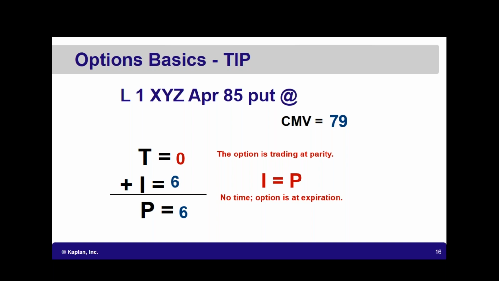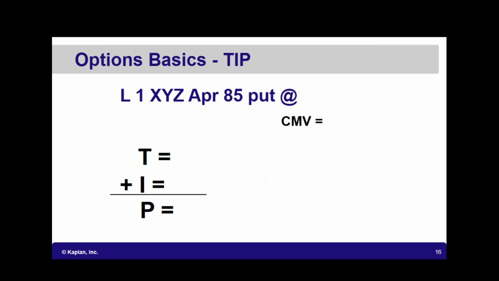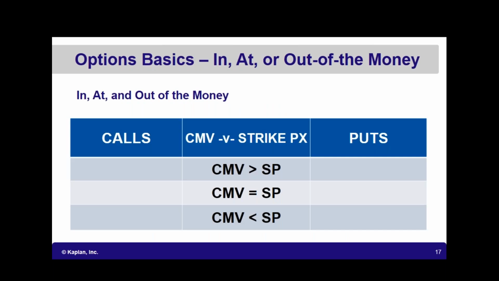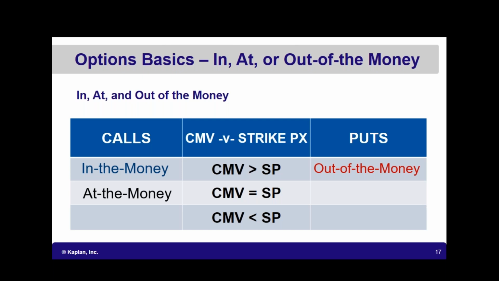So this option is trading at parity when the intrinsic value equals the premium. There's no more time left on the option. The option has expired. That was just a coincidence. Okay. So as a recap, calls and puts. Calls are in the money when the current market value is above the strike price. Puts are not in the money, what we call out of the money.